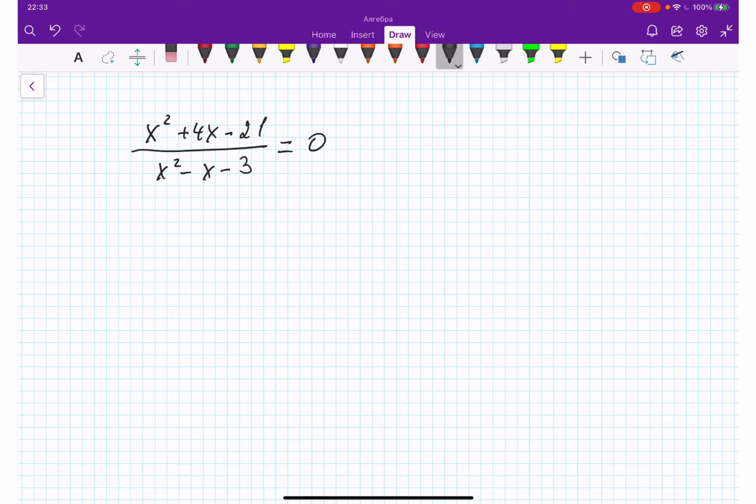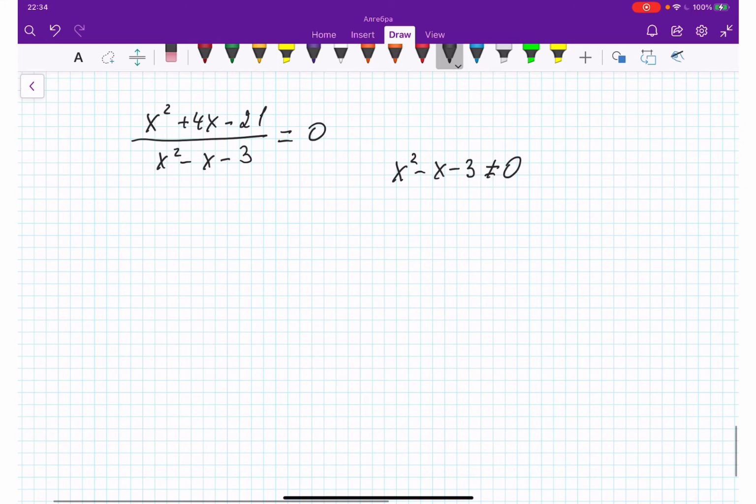Okay, since we have a fraction, we have to make sure that the denominator is never 0, right? Because we cannot divide by 0, correct? Which means we have to put here that x squared minus x minus 3 cannot be equal to 0. All right, so the only choice we have is to solve the numerator, that is equal to 0.